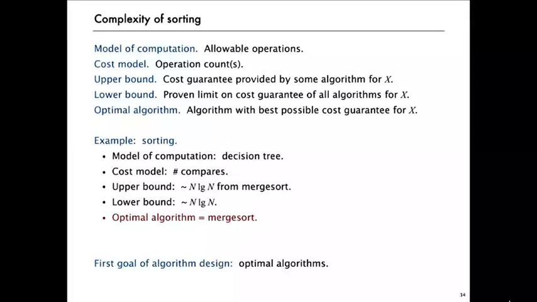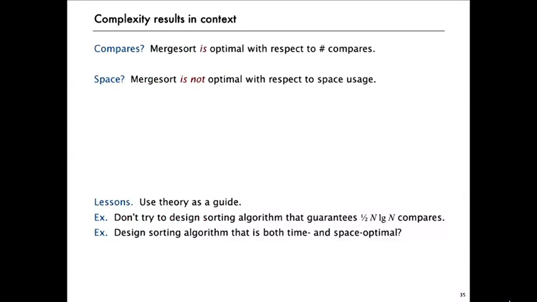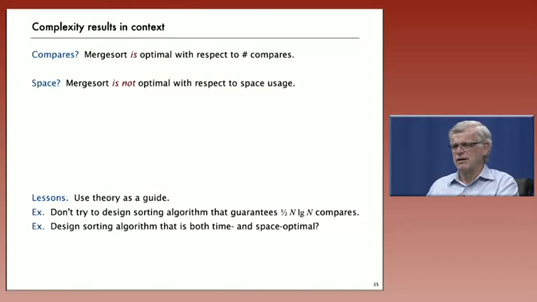That's the first goal of algorithm design, to try and find optimal algorithms for the problems that we need to solve. Now, you have to take these results in context. Really, what we proved is that merge sort is optimal with respect to number of compares, but we already know that it's not optimal with respect to space usage. Merge sort uses extra space proportional to the size of the array it has to sort. And simple algorithms like insertion sort don't. They don't use any extra space at all.